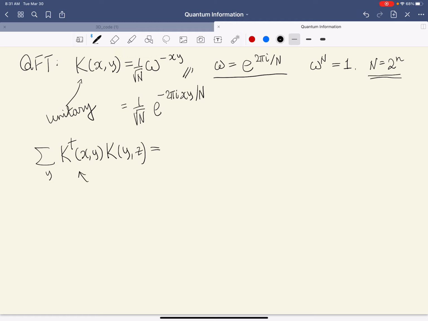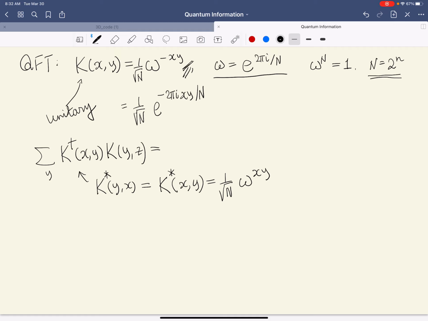So what is K dagger XY? K dagger XY is KYX, Hermitian conjugate, complex conjugate. But you can see that this matrix element is symmetric under the interchange of X and Y. So this is actually just the complex conjugation then. And since omega complex conjugate is omega inverse, you realize that this is just omega to the plus xy power.